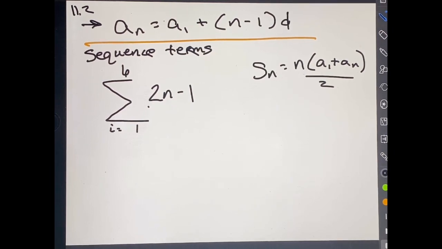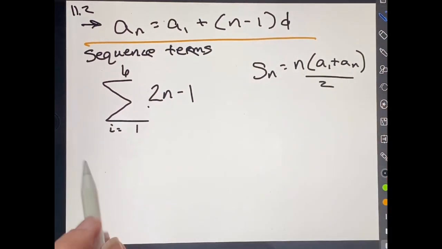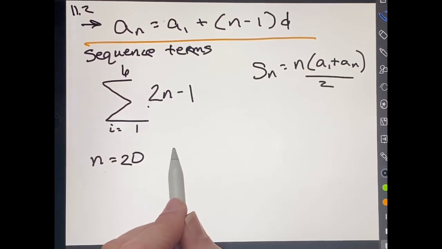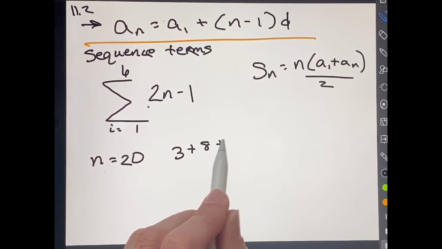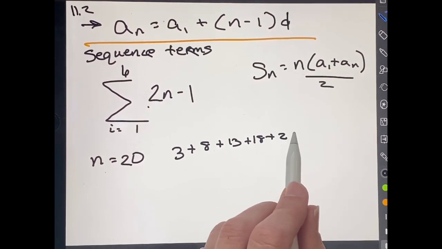So on your homework, we've got 45 through 50, and it says to sum up the first n number of terms in these arithmetic series. So we know we are using both of our arithmetic formulas. For 45, it's telling us that n is equal to 20. So we are going to be adding up 20 terms. And it gives us 3 plus 8 plus 13 plus 18 plus 23.